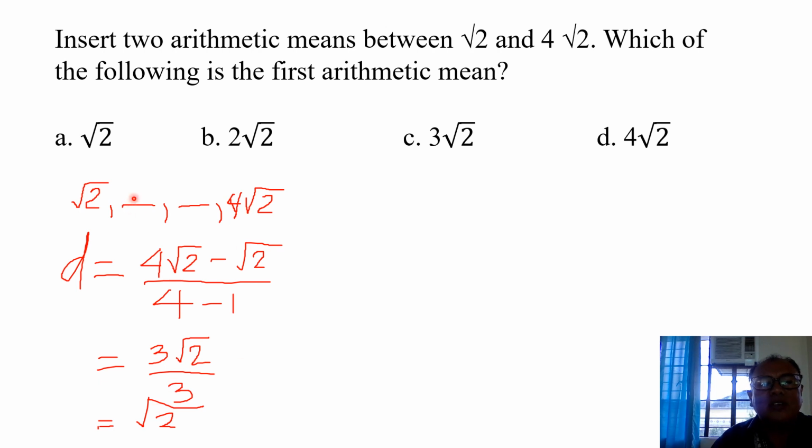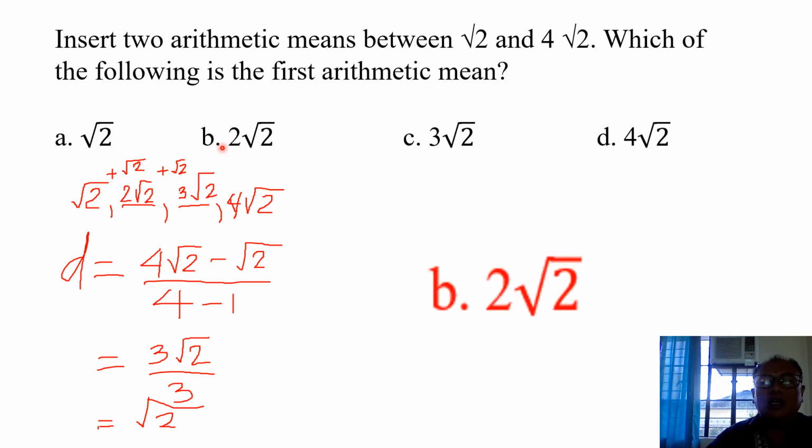So from there, we are going to add square root of 2 to the first term. So that is square root of 2 plus the square root of 2. It is equivalent to 2 square root of 2, and adding again square root of 2, that is 3 square root of 2. Hence, the question required us to get the first arithmetic mean. So therefore, the answer is 2 square root of 2, and that is letter B is the correct answer.